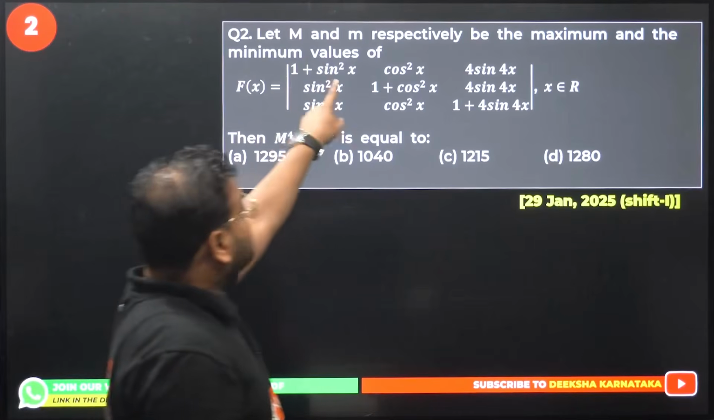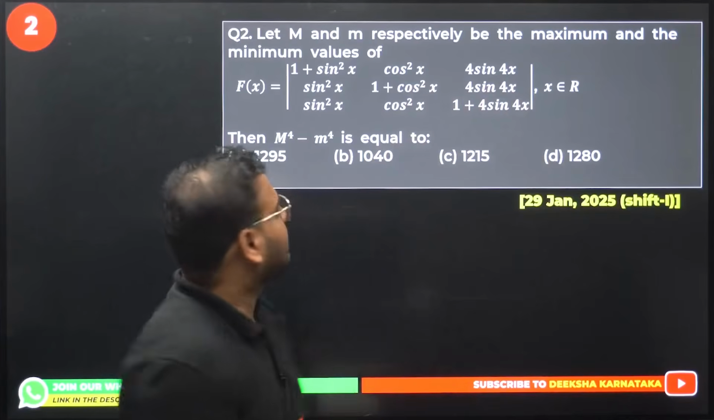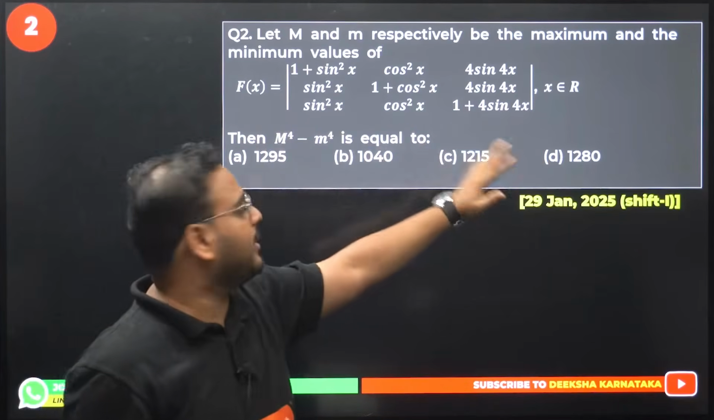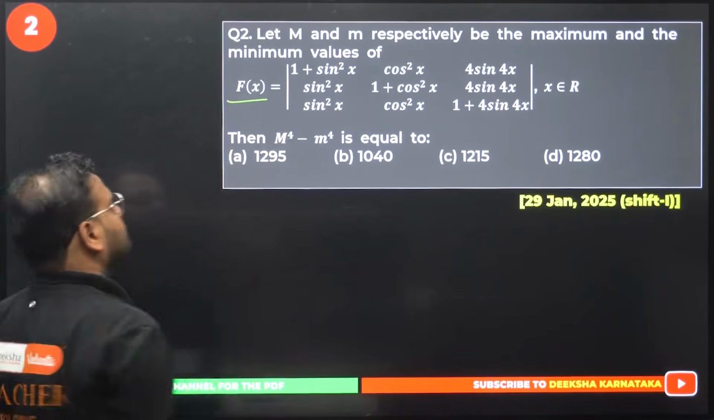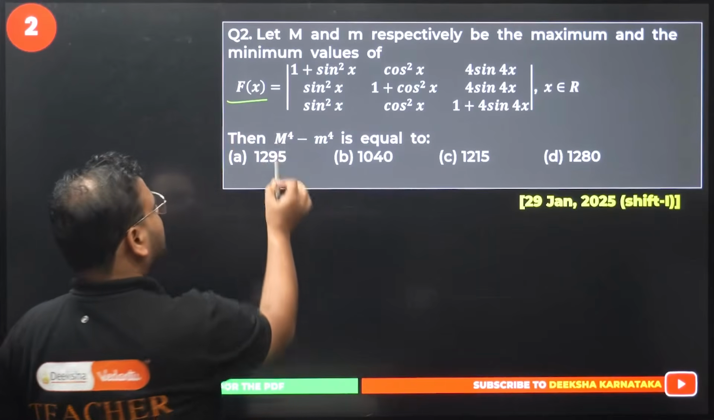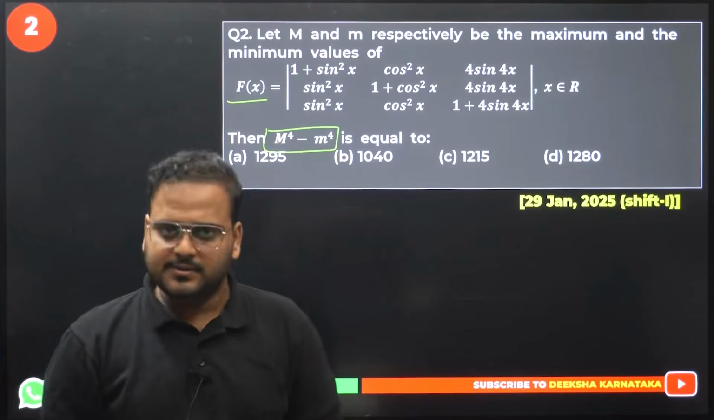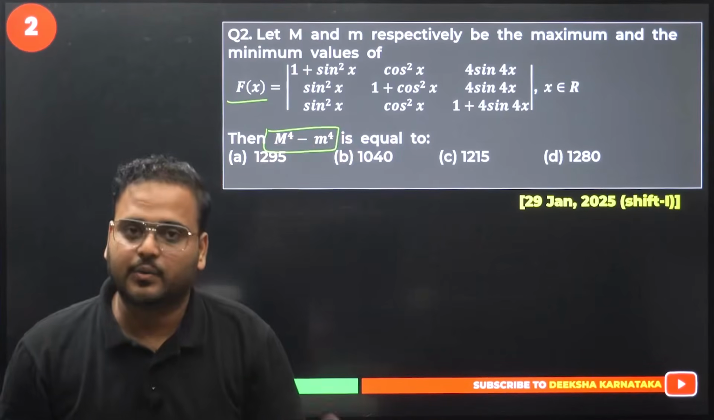Let capital M and small m respectively be the maximum and the minimum value. We have a determinant given to us, a 3 cross 3 order matrix. We have to find the determinant of that, which is the function f(x), and later there is a simple calculation of M power 4 and small m power 4. Fair enough. How do you solve this question? Looking at this, it makes our life difficult right now. I'll give you a hint.